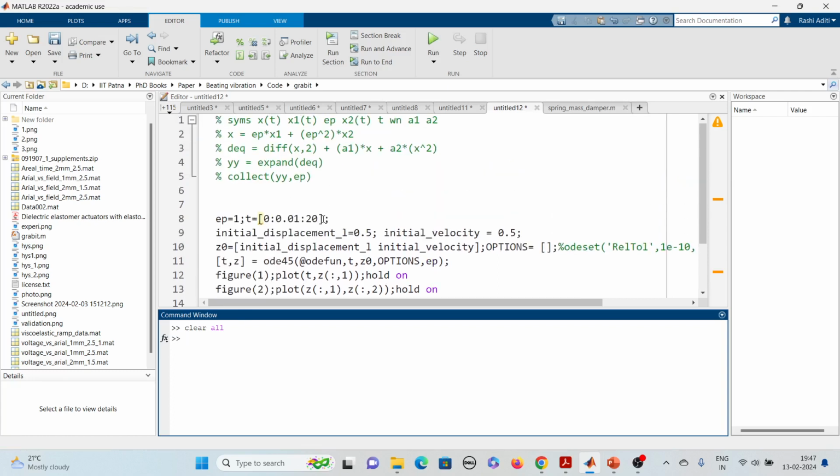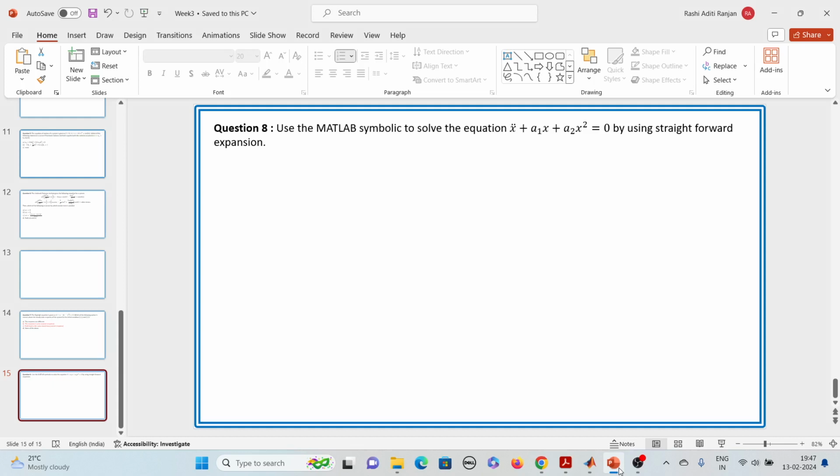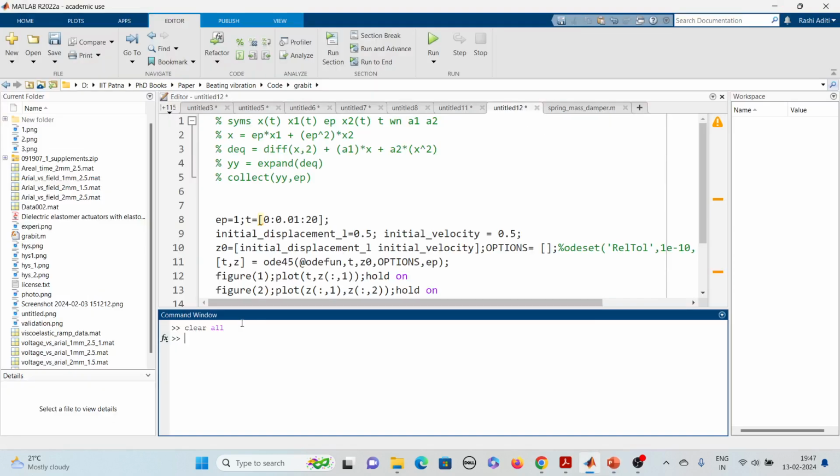So again, what do I do? I just define. So what is the expression? Let me see first. I have x double dot plus a1x plus a2x square is equals to 0. So first I'll have to define the symbolic variables. Okay, so which will be syms. I have x as a function of t. I have a1, I have a2, isn't it?